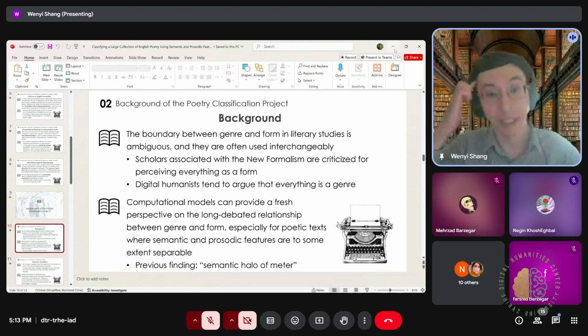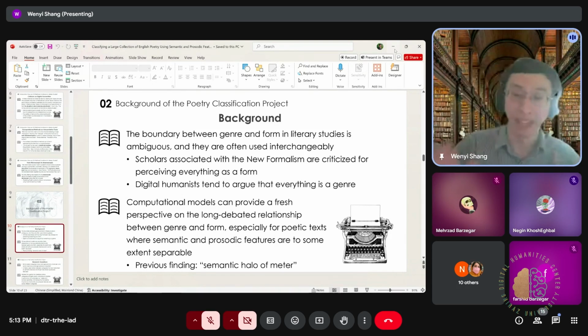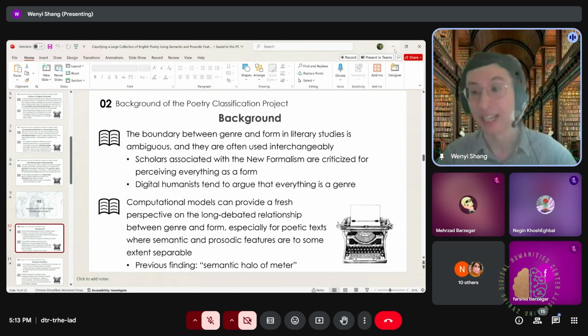Scholars associated with the new formalism are criticized for perceiving everything as a form. So they would argue that many poetic categories, like the sonnets, the ballads, heroic couplets, are all forms, but digital humanists tend to argue that everything is a genre. So the terms form, genre, and maybe others like format are used quite interchangeably. There's no clear boundary between these terms.